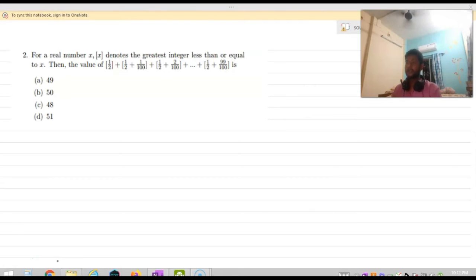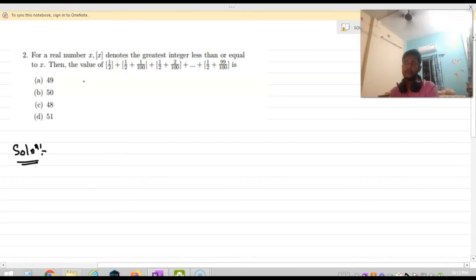Let's start question number 2, which says that for a real x, box x denotes the greatest integer less than or equal to x. Then the value of box of half plus 1 by 100, plus half plus 2 by 100, plus dot dot, plus half plus 99 by 100 is equal to what? So we have to find the value of this expression. Let us start the solution.